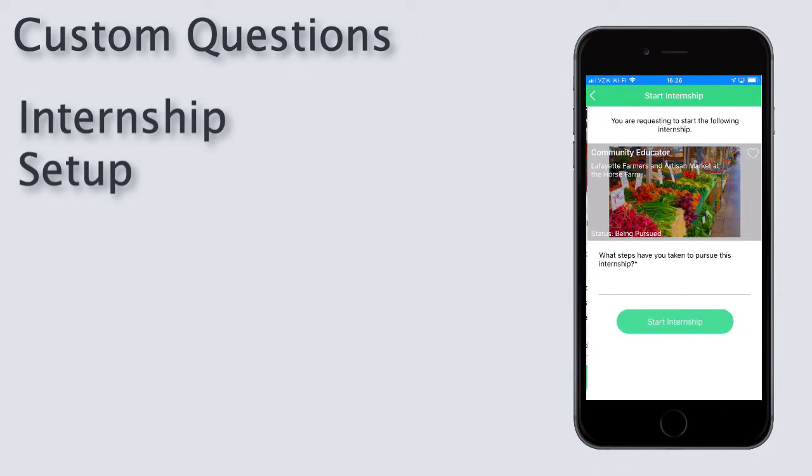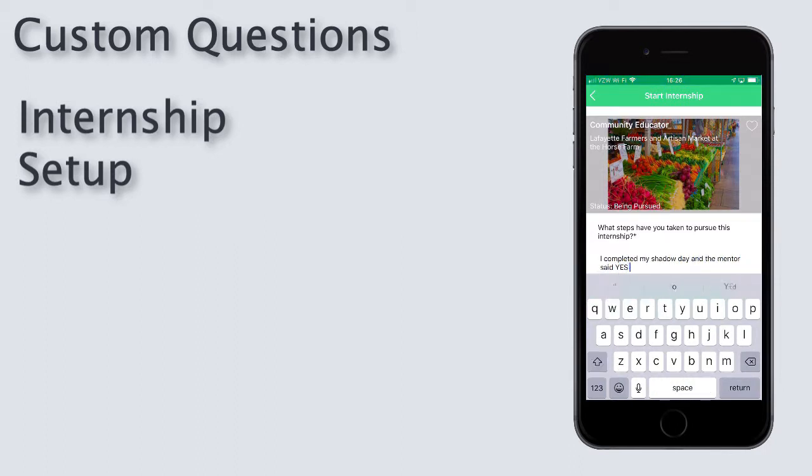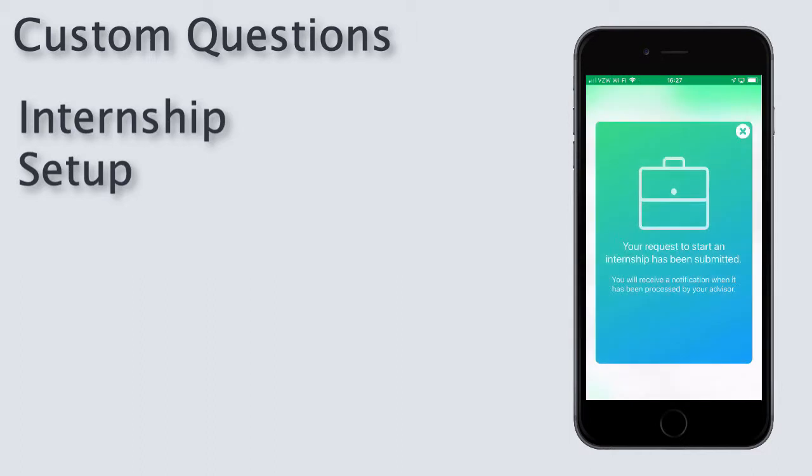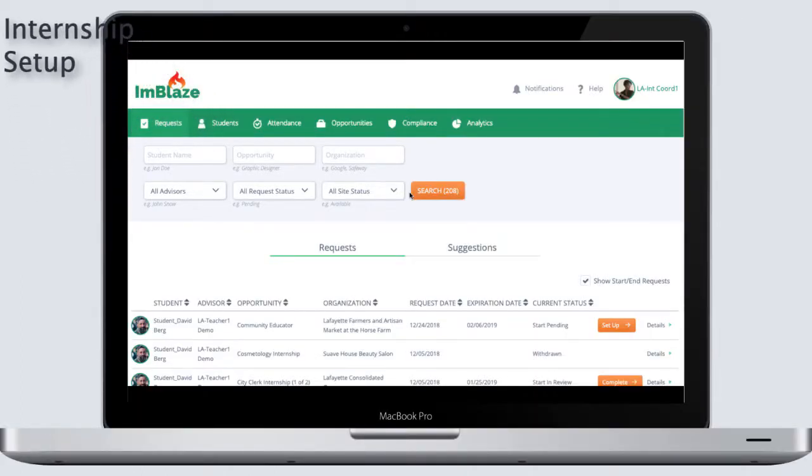After a student has been approved to pursue an opportunity, they can then go back to ImBlaze on a computer or a mobile app and then request to start the internship. This request goes to either the advisor or the internship coordinator to approve or deny. I'll show you what this looks like for an internship coordinator.